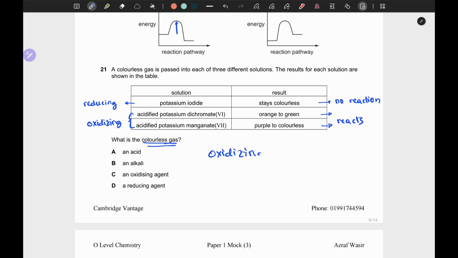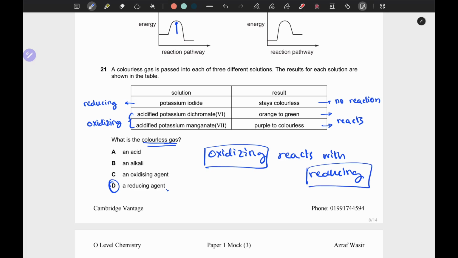Oxidizing agent reacts with reducing agents. Because if you look at acid and alkali, we don't have information regarding an acid reaction or an alkaline reaction. What we do have is an idea of whether it's an oxidizing agent or a reducing agent. And since it doesn't react with a reducing agent, it's going to be a reducing agent. So it doesn't react with the reducing agent potassium iodide, but it reacts with our oxidizing agent. And with an oxidizing agent, only reducing agents can react. So the answer for 21 is going to be D.